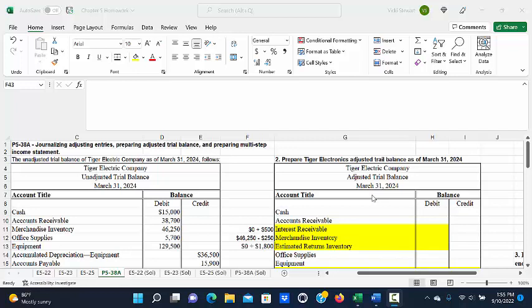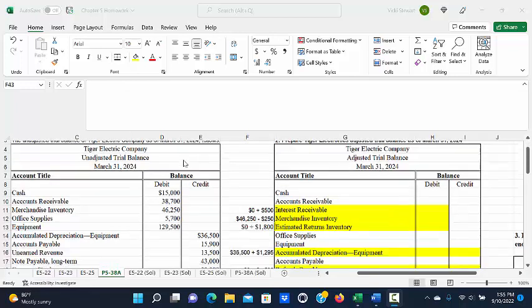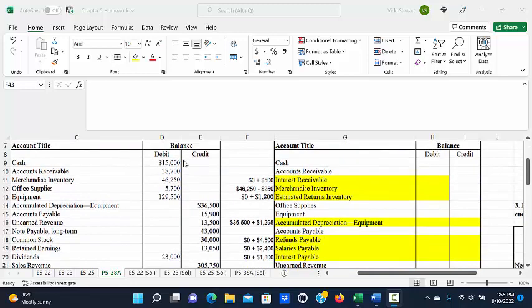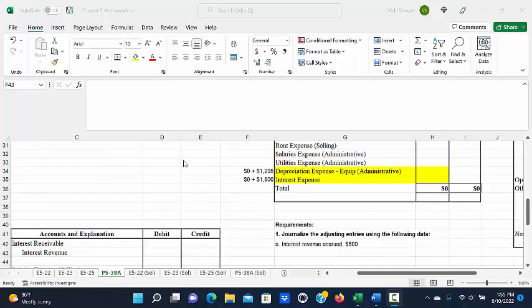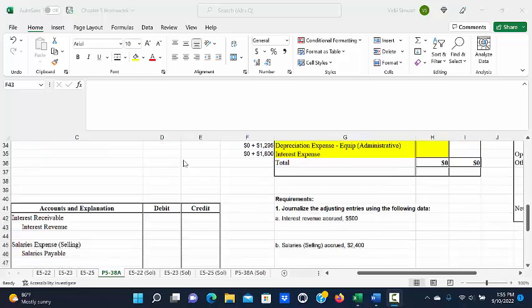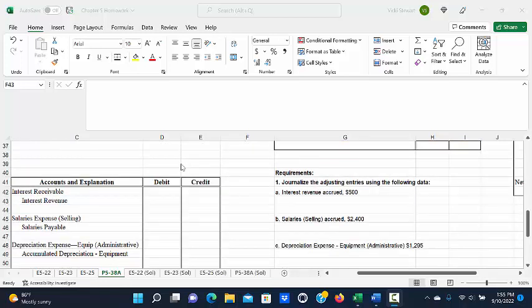This is a demonstration of problem 538A, journalizing, adjusting entries, preparing the adjusted trial balance, and the multi-step income statement. The problem gives us the unadjusted trial balance of Tiger Electric Company as of March 31st, 2024. So we are given the unadjusted trial balance, and now the problem is asking us in the first requirement to journalize the adjusting entries using the following data.